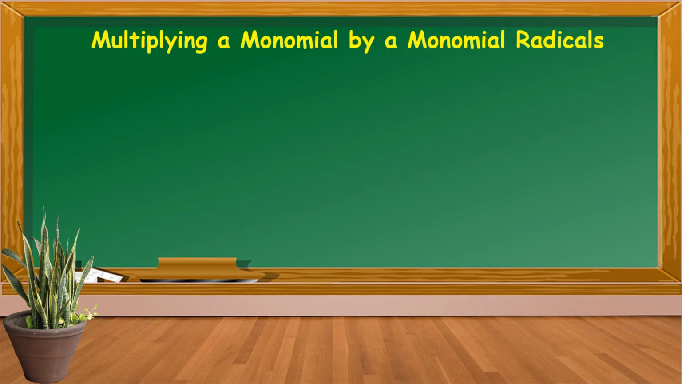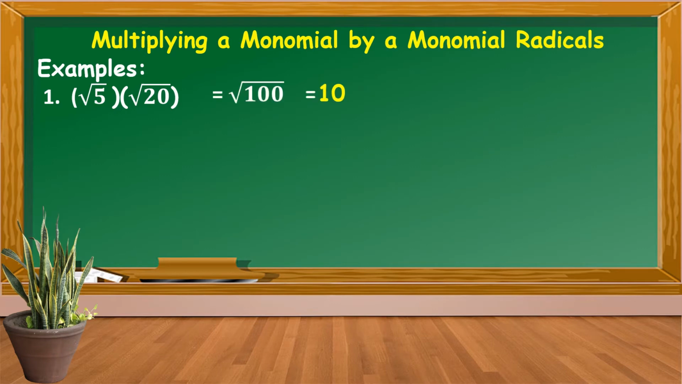Multiplying a monomial by a monomial radicals. So we will have here examples. Number 1, square root of 5 times square root of 20. That is square root of 100. And what is square root of 100? Of course, that is 10. So we need to simplify our answer, and our answer is 10.